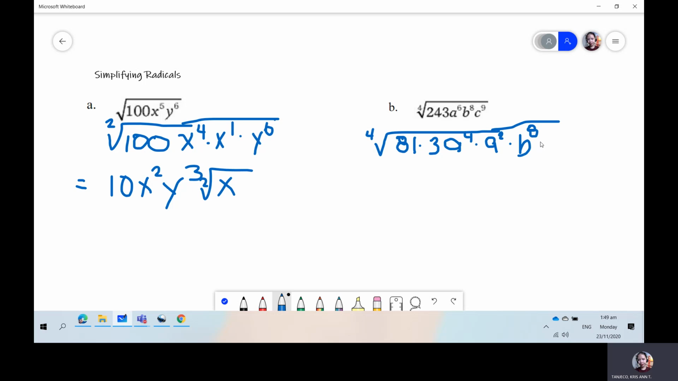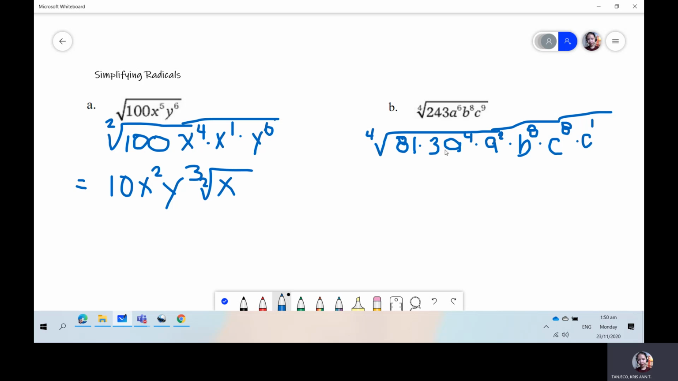And we have here c raised to the 9, the same scenario as a. We are just going to split c raised to the 9 in such a way that the exponent is divisible by 4. So we have here c raised to the 8 multiplied by c raised to the 1.